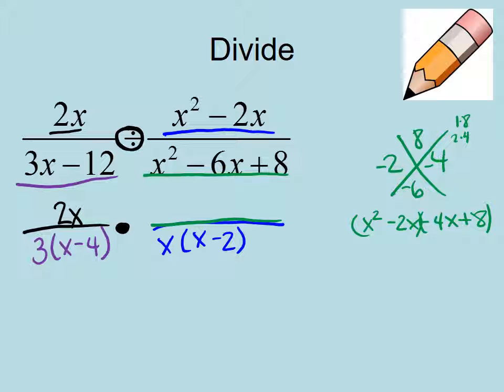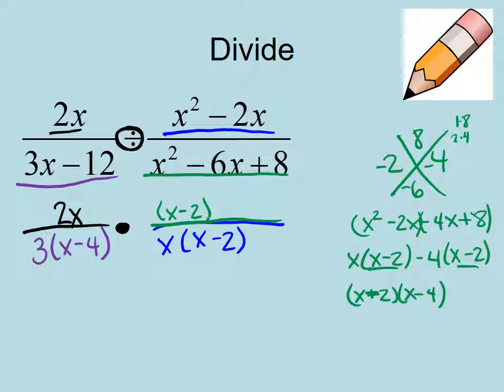Let's group. I'm going to take out an x. I'm going to take out a negative 4. The reason why I'm taking out a negative is so that my signs match. My GCF is x minus 2, and I'm left with x minus 4. That is my new numerator.